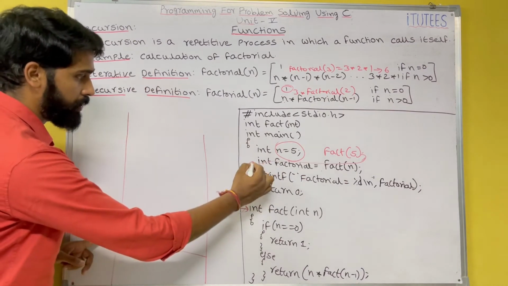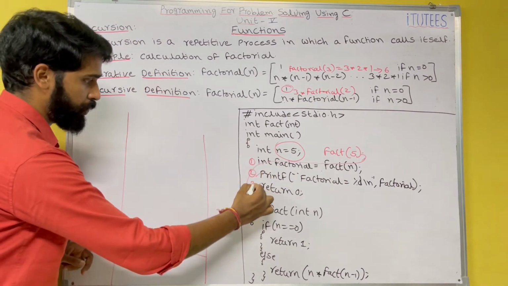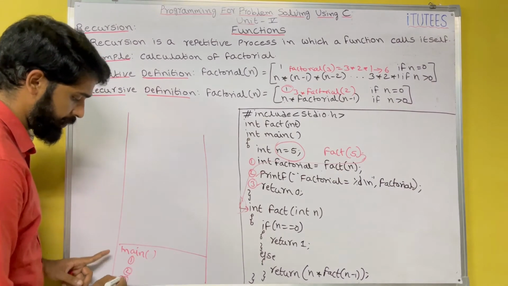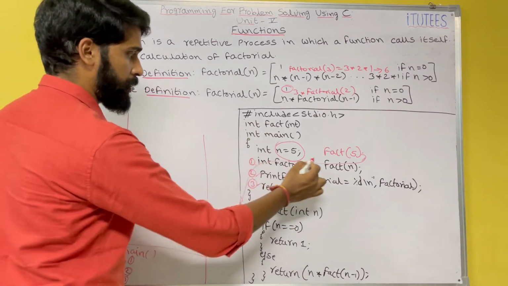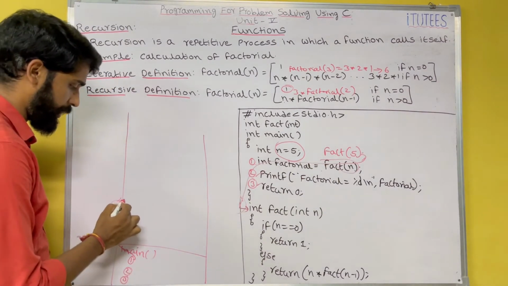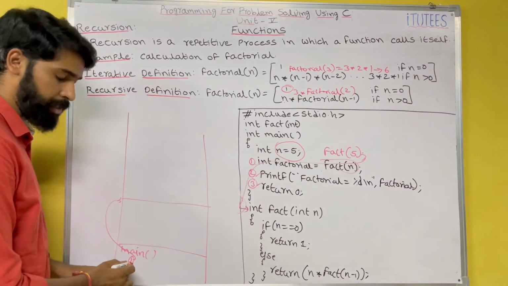Alright. These three instructions with numbers 1, 2, 3. Here also 1, 2, 3. What is the first instruction? This instruction contains a function call, fact. So memory is allocated. We don't execute this fact.